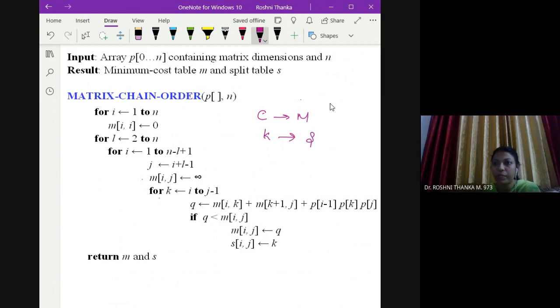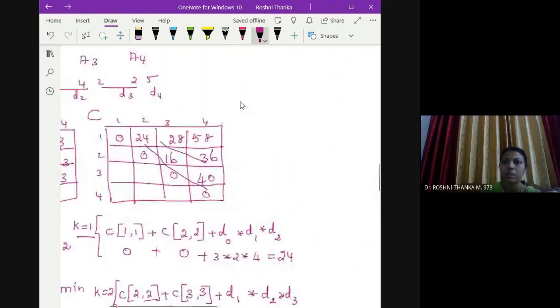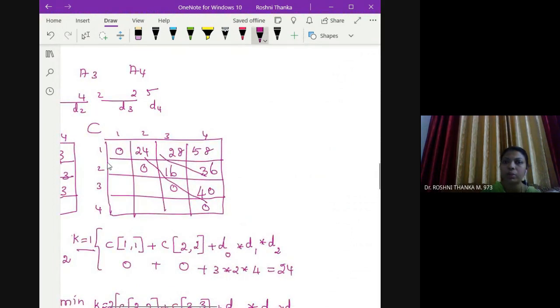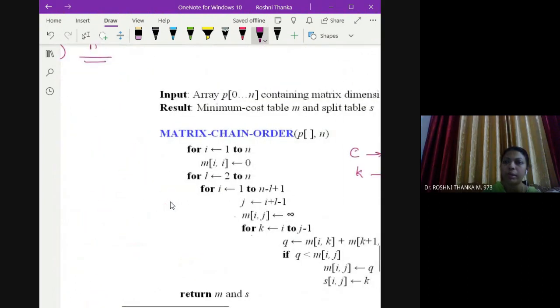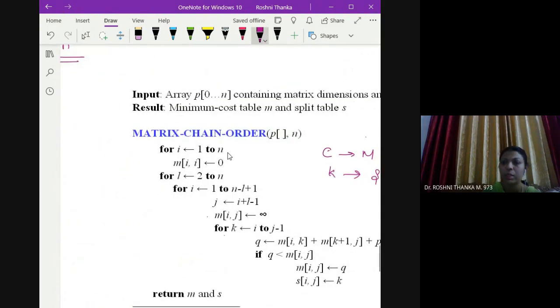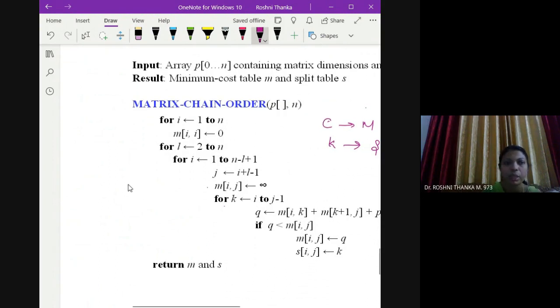Initially in the C matrix, whenever the i and j values are equal, like 1 and 1, we initialize it as 0. I hope you remember this. 1 and 1, the value is 0. 2 and 2, the value is 0. 3 and 3, the value is 0. So whenever both values are the same from 1 to n, all the diagonal values, we initialize with 0. And then the outer for loop represents the diagonal initialization.